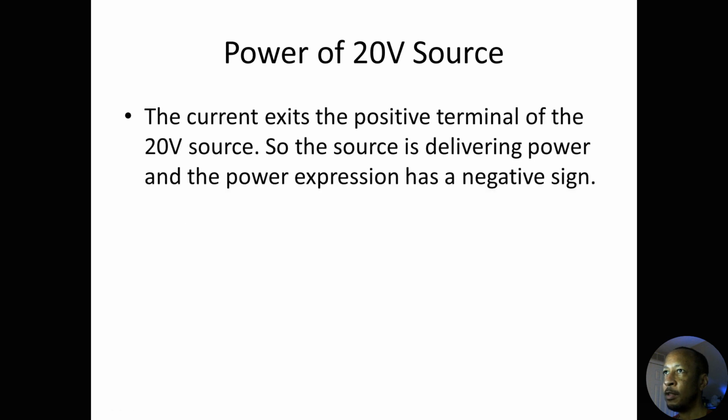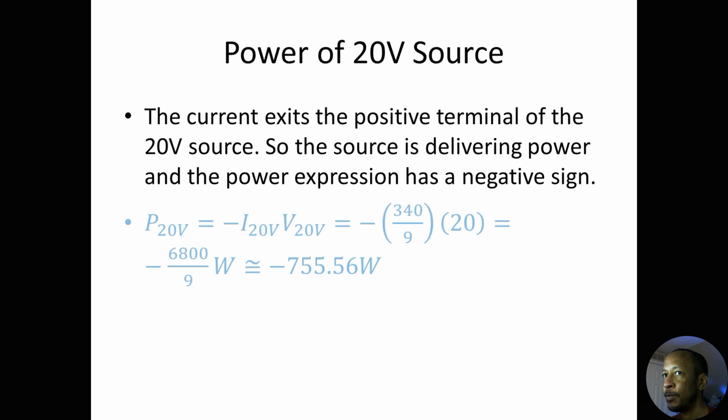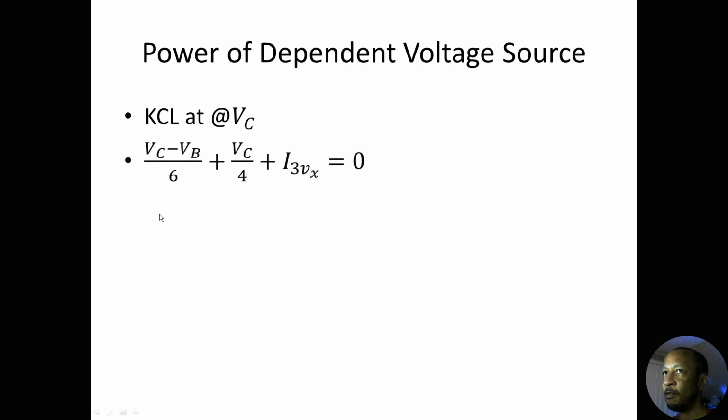So the current exits the positive terminal of the 20 volt source, so the source is delivering power and the power expression has a negative sign. This gives us power of 20 volt equals negative I 20 volt times V 20 volt, which equals negative 340 over 9 times 20, which equals negative 6800 over 9 watts, which is approximately equal to negative 755.56 watts.